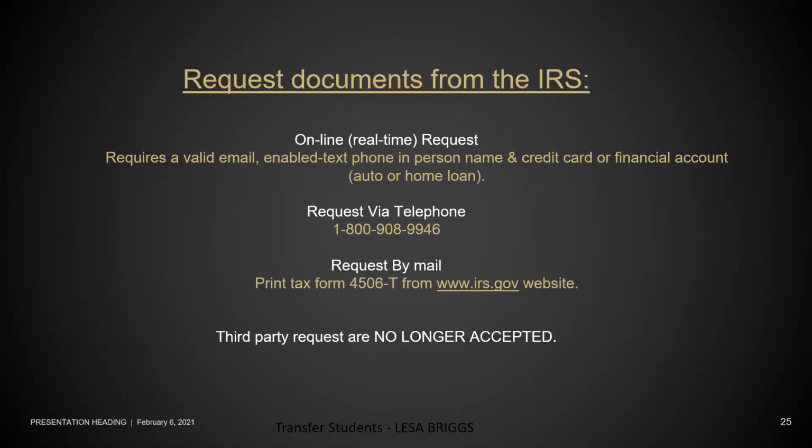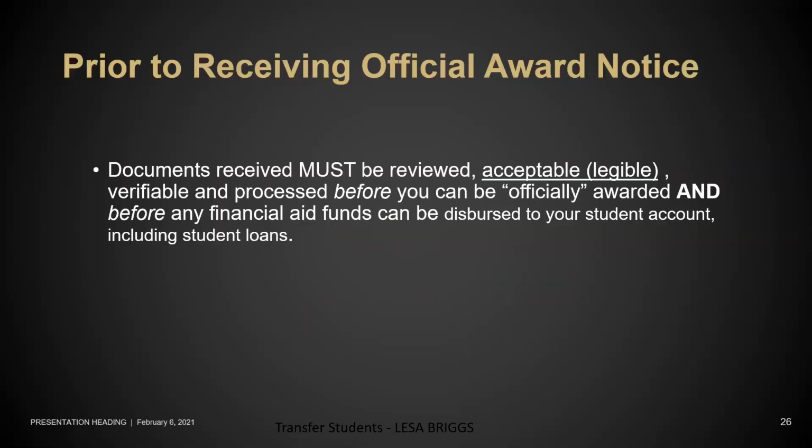So if you need tax returns, this is some information on how you can request tax returns if you don't have a copy, or if they're requesting a tax transcript, then this is where you can go to request a tax transcript. Documents received by the financial aid office must also be acceptable, meaning legible, with all signatures, before any awarding of an official award can be granted to you.